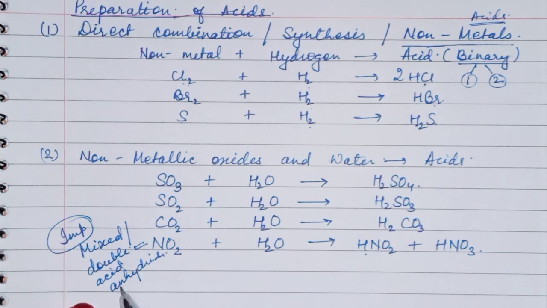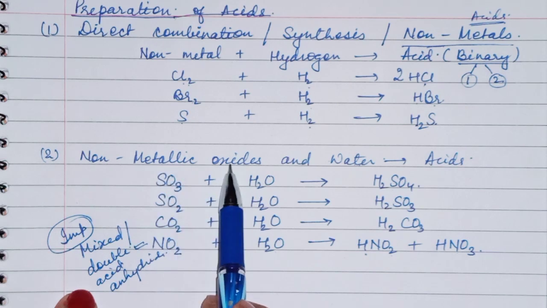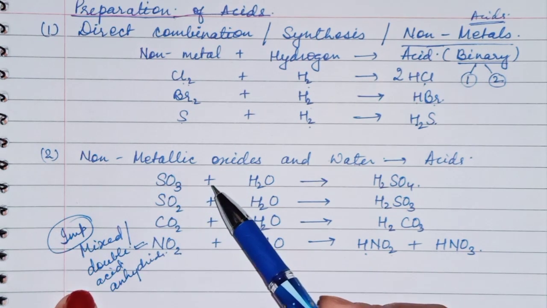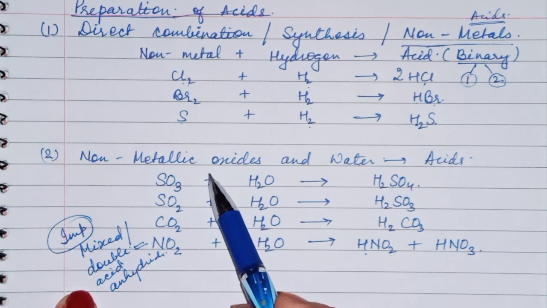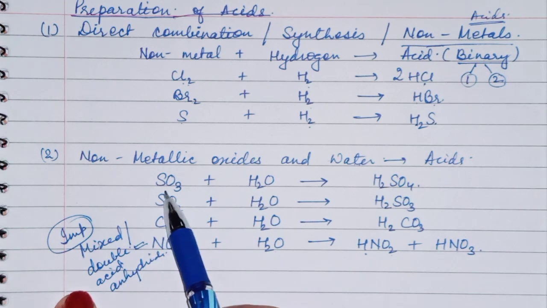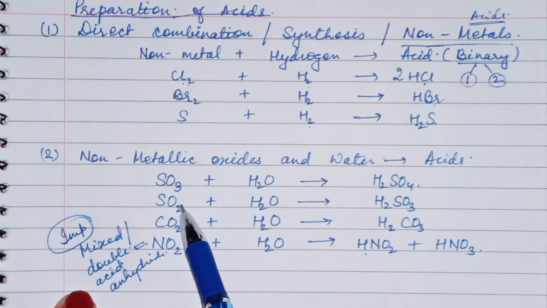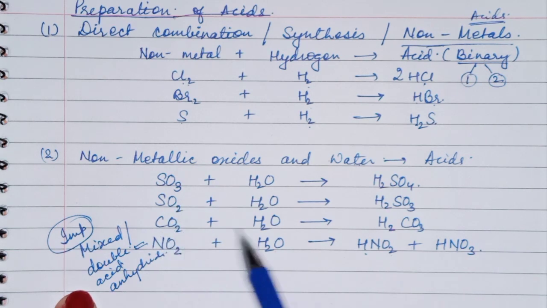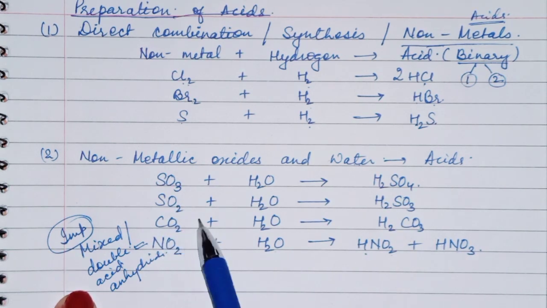Now children, what is acid anhydride? Like I said before, the non-metallic oxides are acidic in nature. So these are also called acidic oxides, and this acidic oxide is also known as acidic anhydride. So here the acidic anhydride is SO3, acidic anhydride is SO2, acidic anhydride for carbonic acid is CO2, and for HNO3, HNO2 it is NO2.